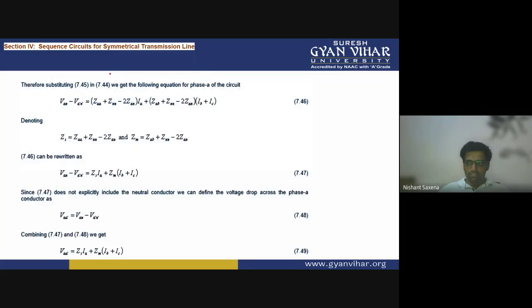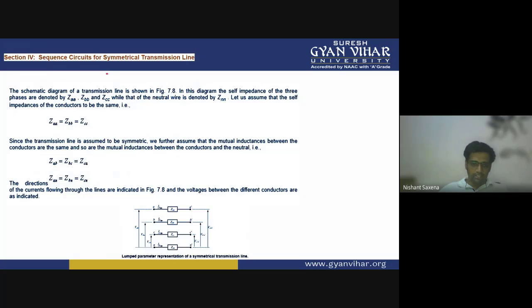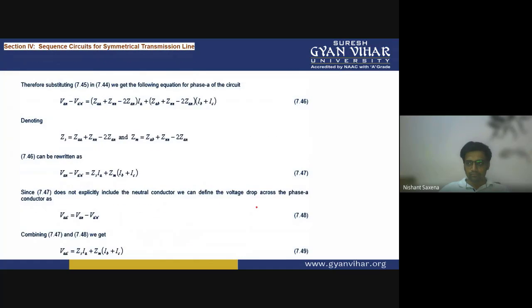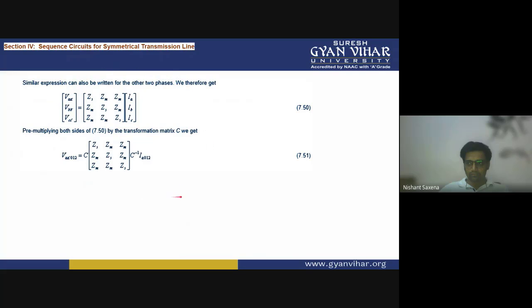Again, I will give you the brief one. First of all, what we have done, we have assumed that all the phase self impedances are equal. We have assumed the line to be symmetrical. That's why the mutual impedances between the conductors are also equal, and the mutual inductances between the conductor and the neutral are also equal. So this is a lumped parameters representation for a symmetrical transmission line, and this is the final one which we have derived.